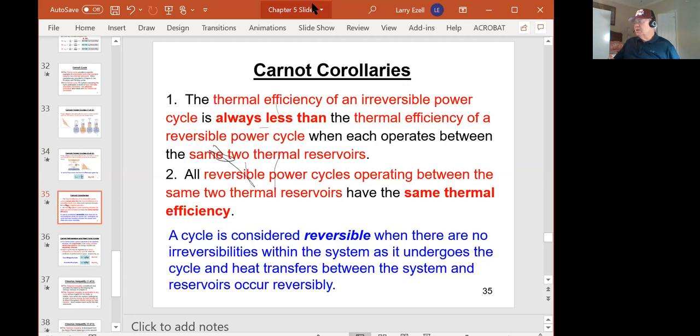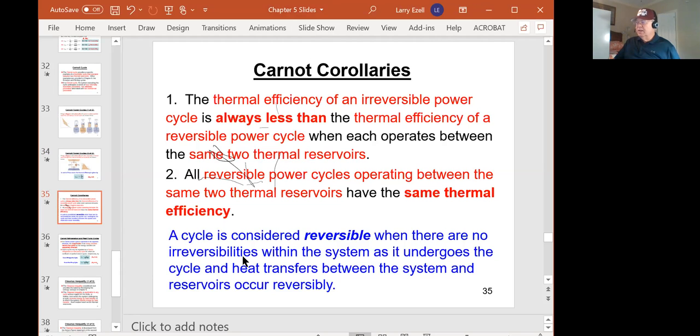All reversible power cycles operating between the same two thermal reservoirs have the same thermal efficiency. Now, he's not saying all cycles, but all reversible cycles. Once I get this, I probably can't erase it. All reversible cycles means all Carnot cycles. A cycle is considered reversible when there are no irreversibilities within the system that undergoes the cycle, and heat transfers between the system and the reservoir occur reversibly.